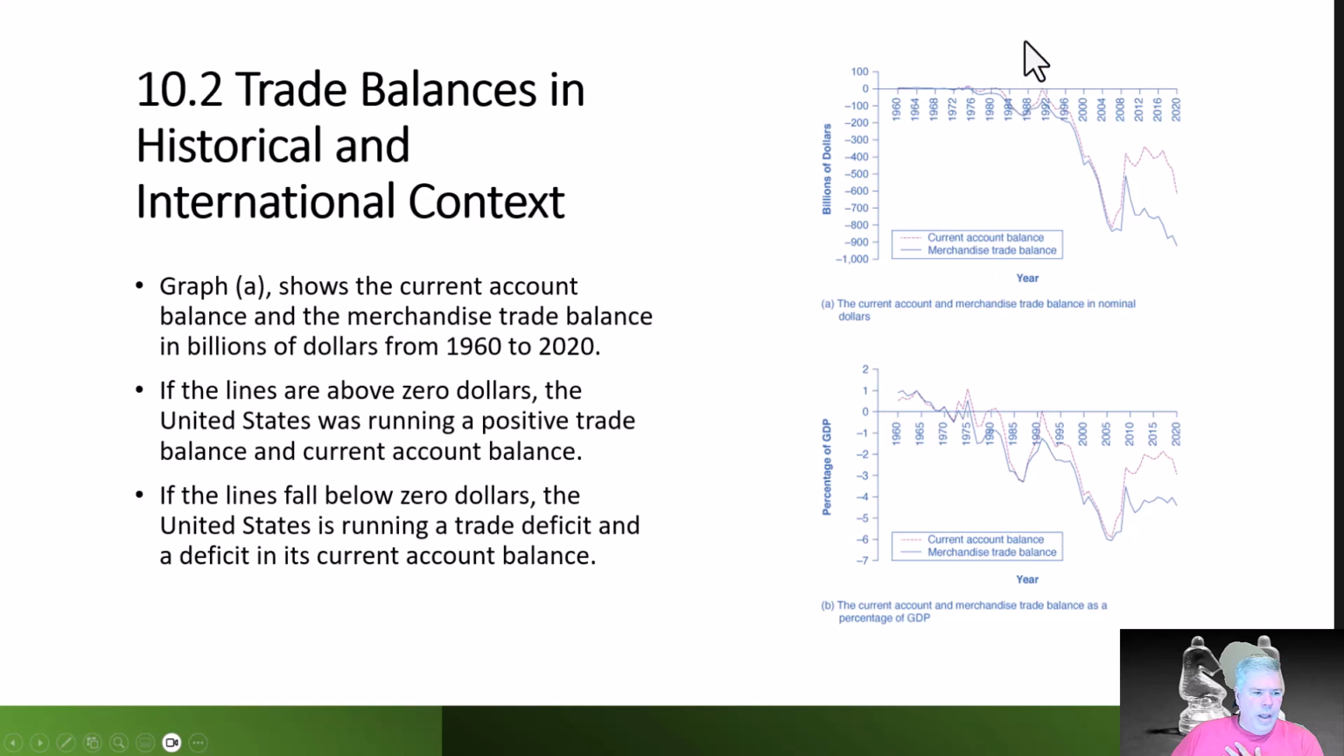When the lines are above $0, we're running a positive trade balance and current account balance. If they fall below $0, the U.S. is running a trade deficit. And you'll hear presidential candidates talk about the trade deficit and say it's bad and we need to get rid of it and we should put tariffs in. And we'll talk about that in the course. That's probably not going to be, from an economic perspective, the best move. It may be a political move, but it's probably not a good economic move.